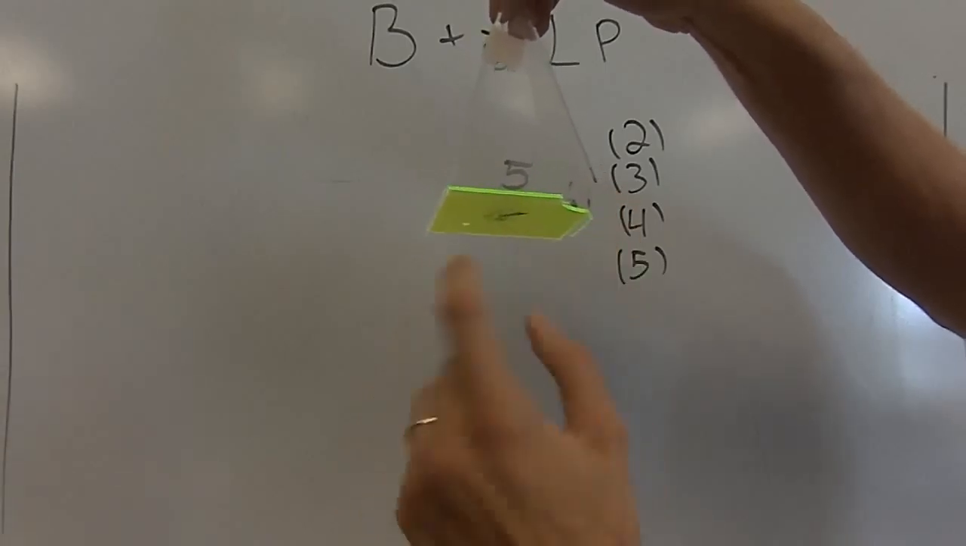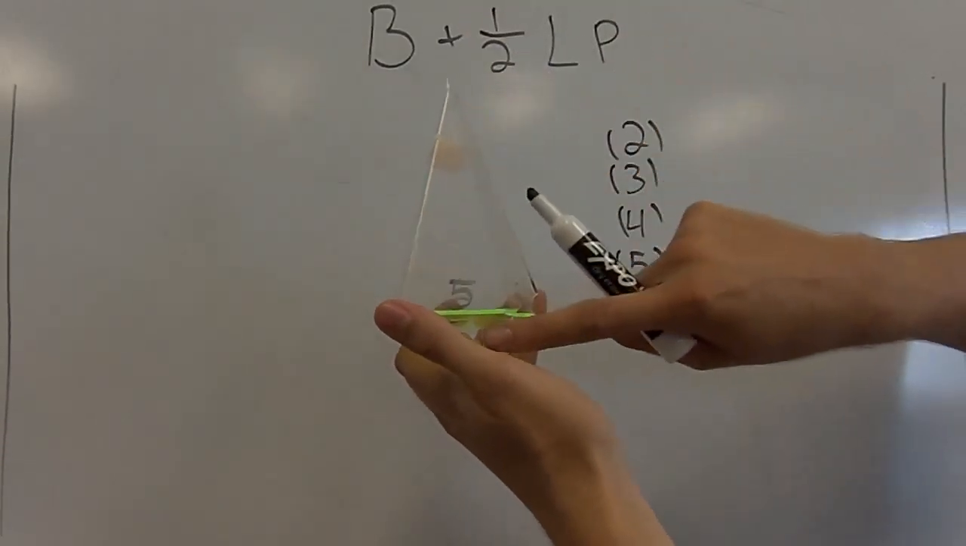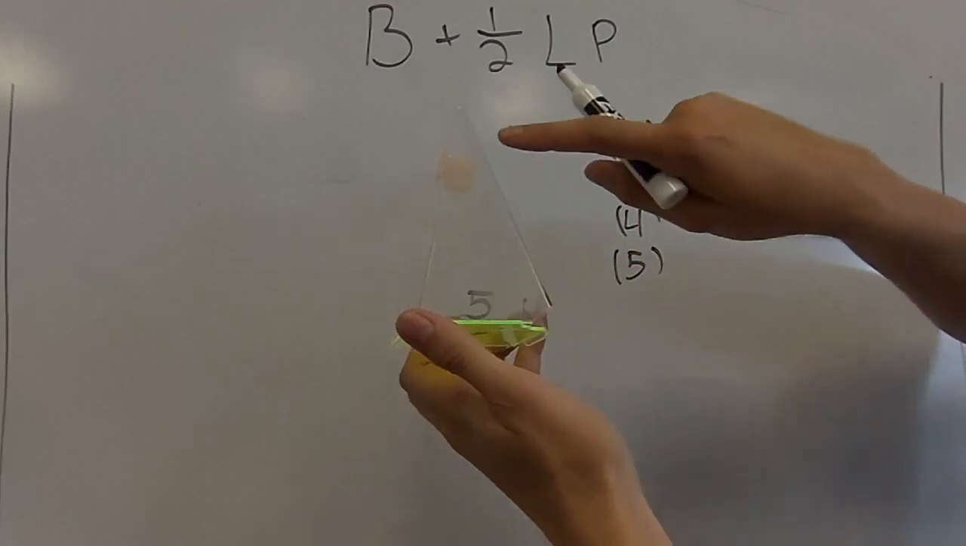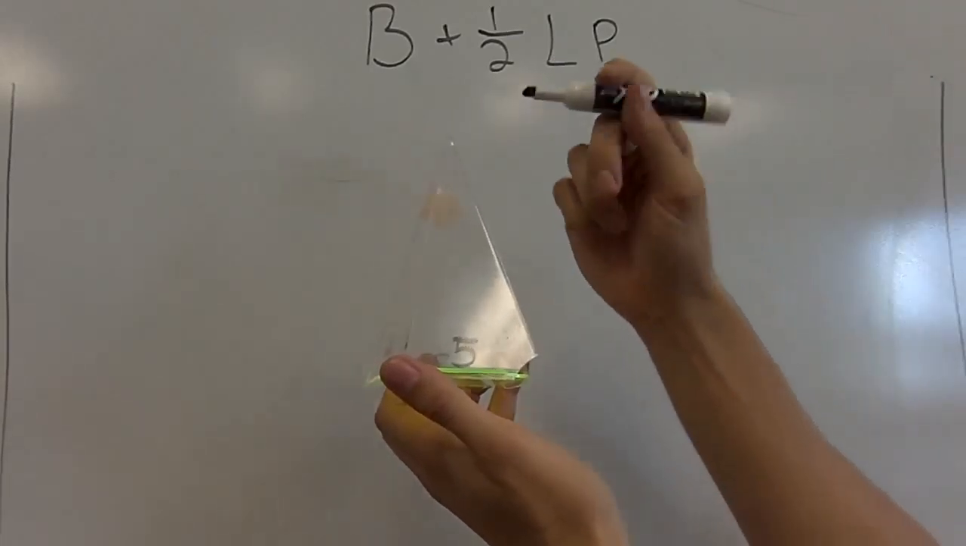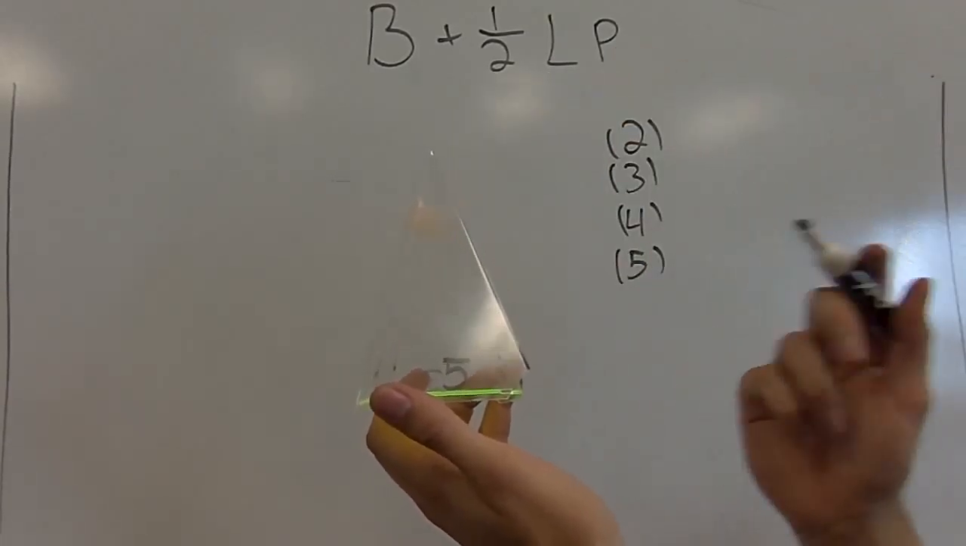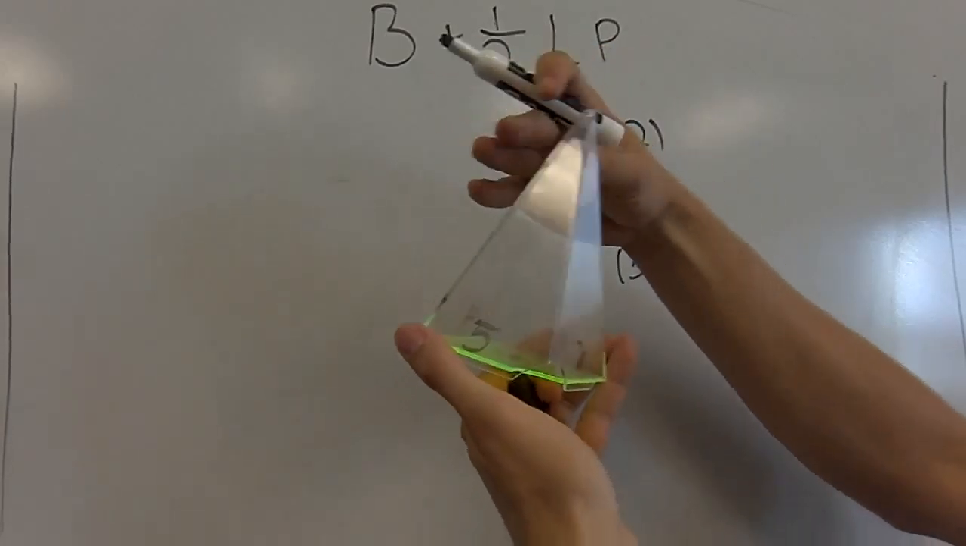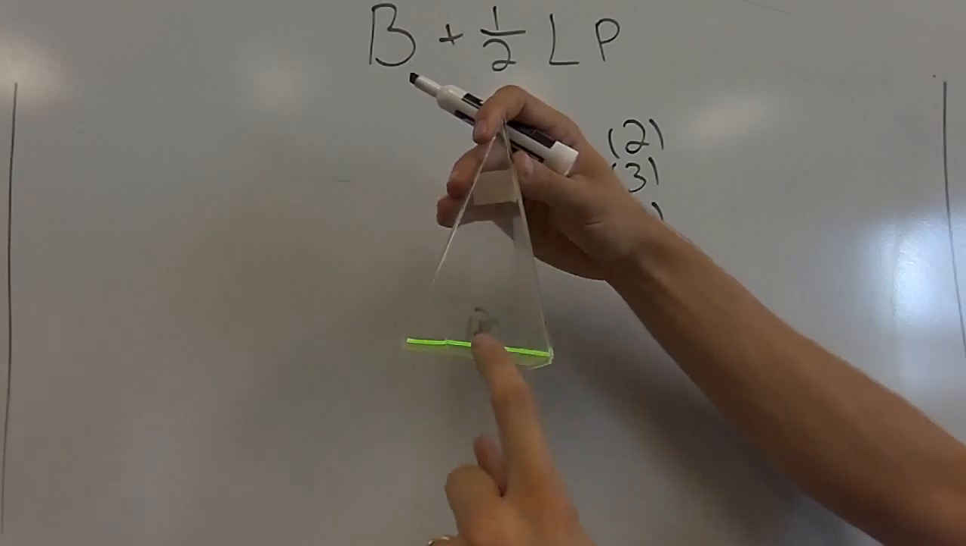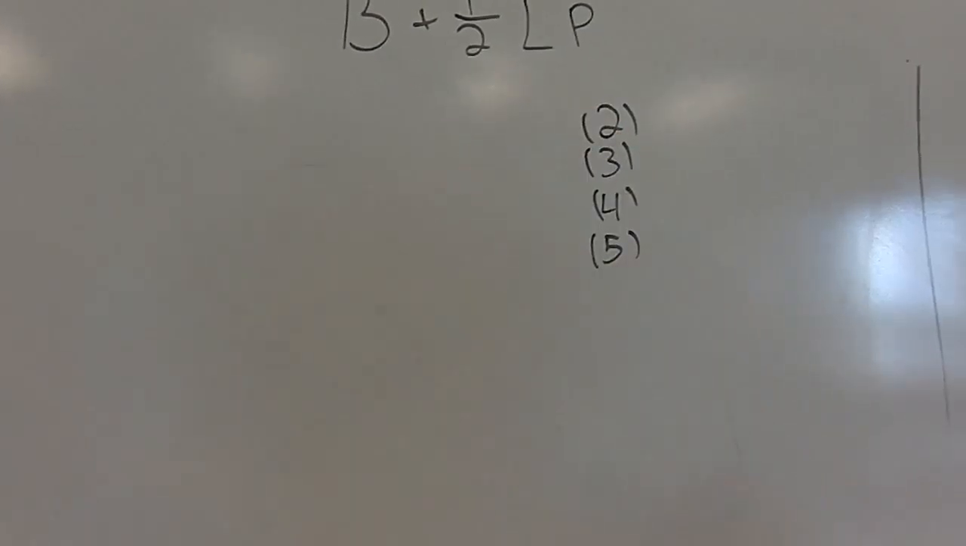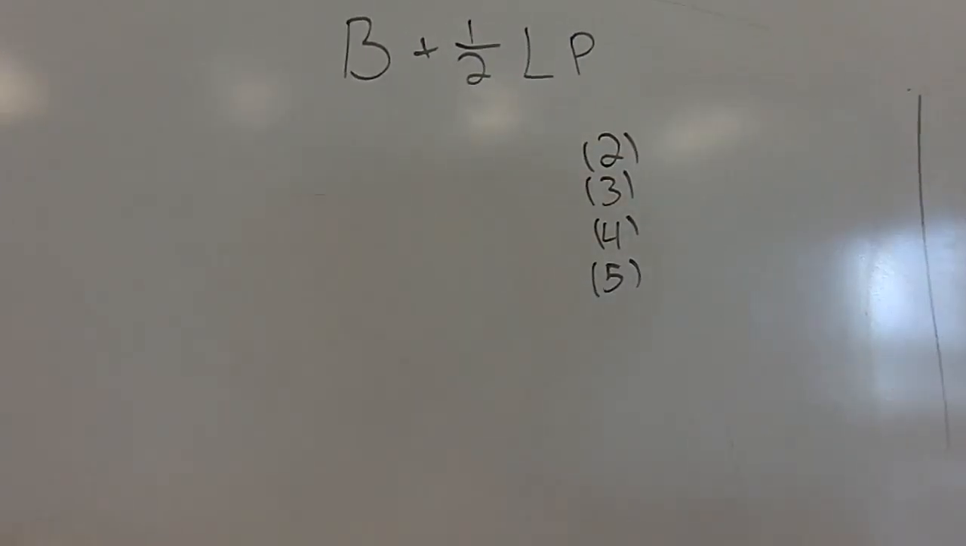Because remember, to find the area of this triangle here, I would have to do 1/2 times height times base. So in other words, I'd have to do 1/2 times height times 5, plus 1/2 times height times 2, okay, etc., etc.